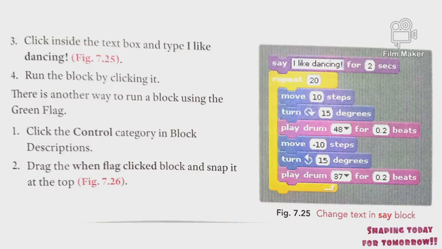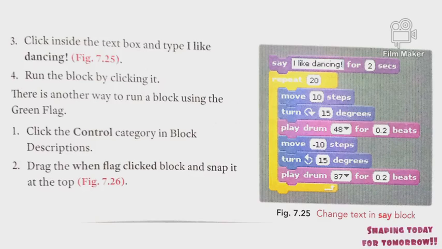Okay, there is another way to run a block using the green flag. So students, there is another way to run the blocks, and you can do this with the help of the green flag. Let's see how. So step number 1, click the control category in the block description. So students, in the block description, this time you have to click on the control category.